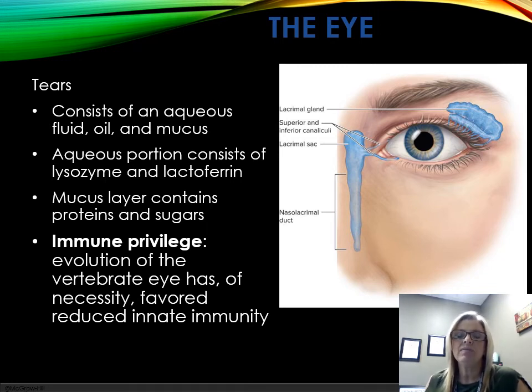Anything that hinders the vision is going to be considered counterproductive. So inflammation does not occur in the eye as readily as it does elsewhere in the body, because that would be counterproductive for sight. You can't flood the eye with light-diffracting objects like lymphocytes and phagocytes, or it would constantly blur your vision. This introduces what we call immune privilege. Of necessity, evolution of the vertebrate eye and some other areas has reduced the innate immune system in this particular area because it would be counterproductive to the function of this particular organ.